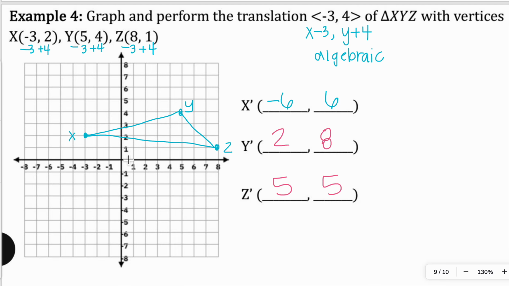So now when I plot these points, it should still show my translation of left 3 and up 4. Here's left 6, up 6 for X prime. Some people like this method better just because they don't have to sit there and count every single time. Y prime, (2, 8), is going to end up way up here. And then Z prime is (5, 5), so just above that old Y point, and then connecting our dots, we now have our translated triangle, 3 units to the left and 4 units up.